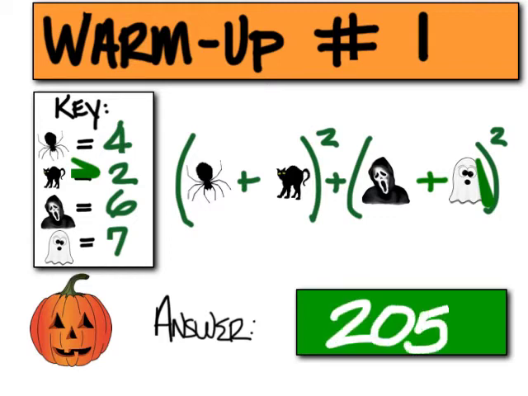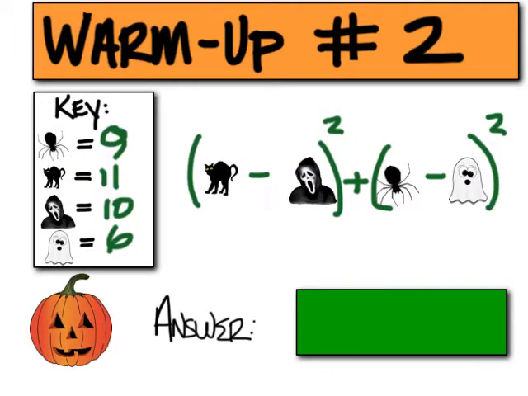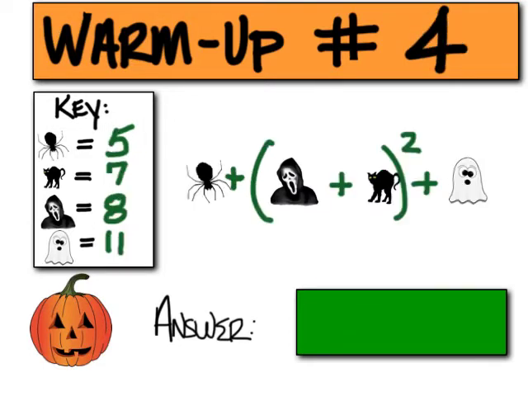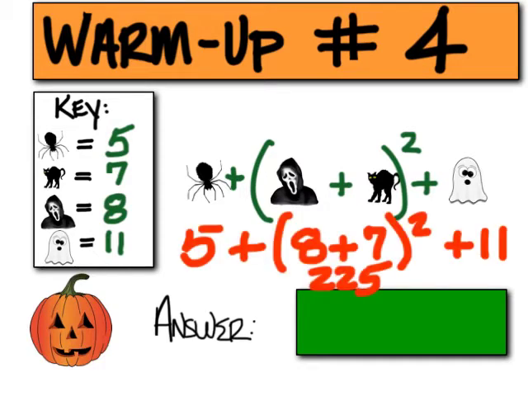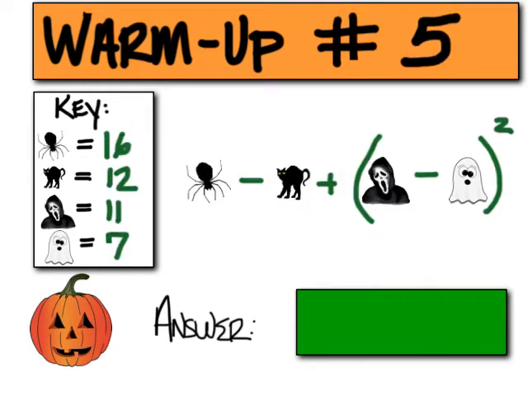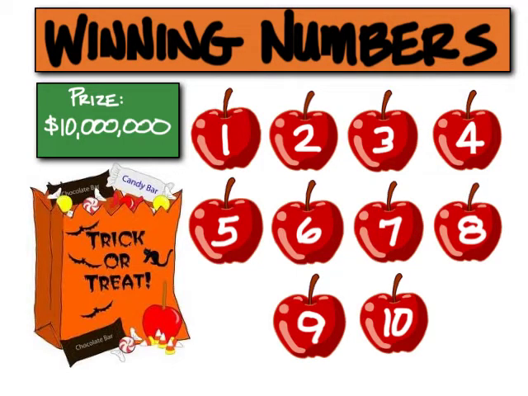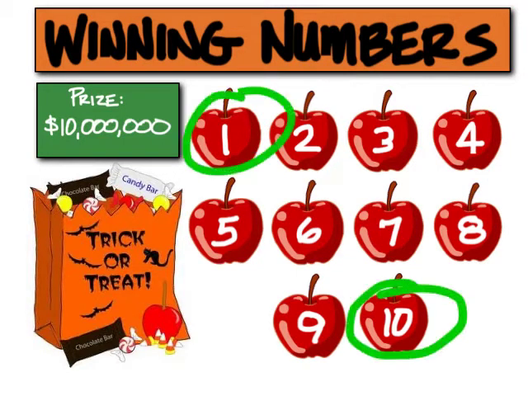Answer is 205. Answer is 10. Alright, that's what I just now got. Oh, darn. Answer is 216. Answer is 241. Last one. Answer should be 20. Pick a number from 1 to 10. Winning numbers today are 10 and 1.